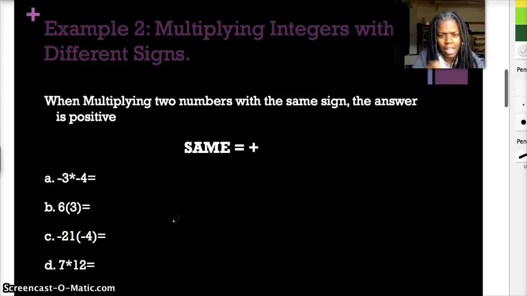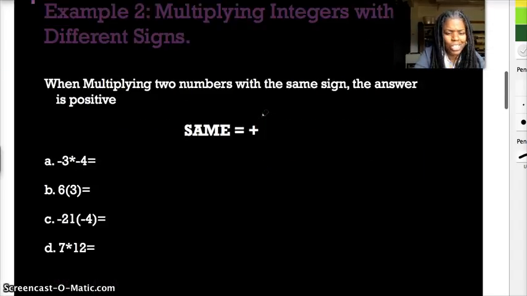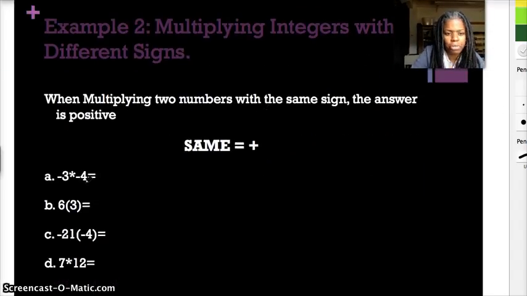So I think I messed up my headings. Same is equal to positive is what I was saying, and then different is equal to negative. And we've got more examples, and I'm just going to truck through them. -3 times -4 gives me a positive 12. 6 times 3 gives me 18.